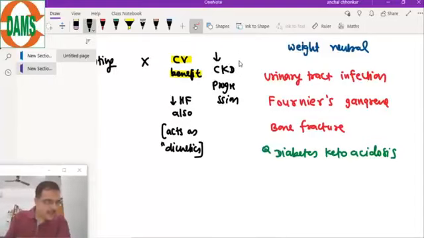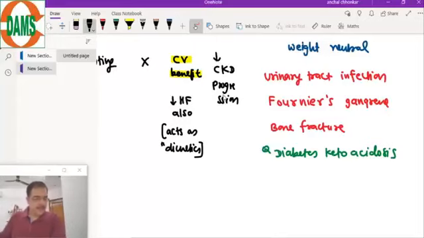What is Fournier's gangrene? Gangrene of the external genitalia and the perineum is known as Fournier's gangrene. But these side effects are less than the benefit that you are getting from the drug. So these are the wonder drugs, you can say. The risk benefit ratio is more in favor of benefit, because it is preventing the death of the patient at least by decreasing cardiovascular events.